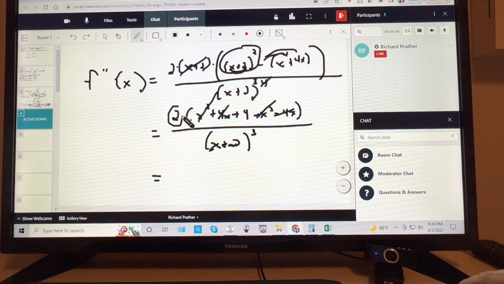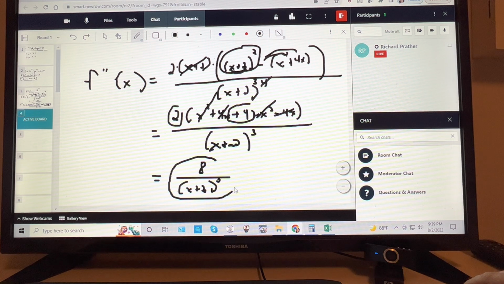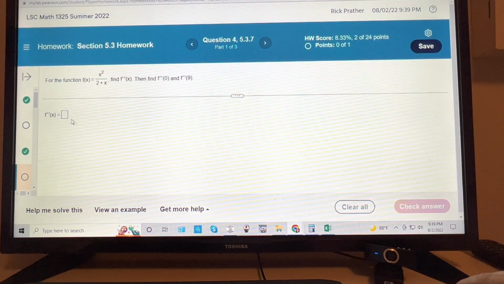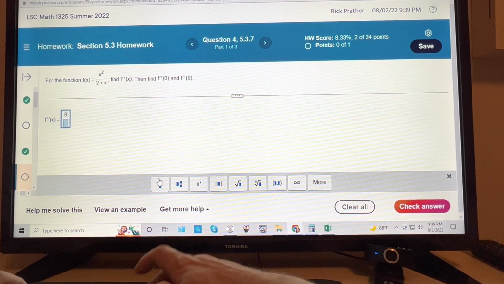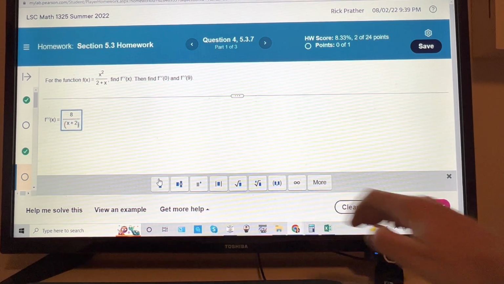The numerator is literally just 2 times 4. And then the denominator is x plus 2 to the third power. So maybe they would have taken the unsimplified version like they did a few sections ago, but it would be hard to plug numbers into that big messy thing. So this definitely should have helped. So I got a fraction with 8 over x plus 2 to the third power.